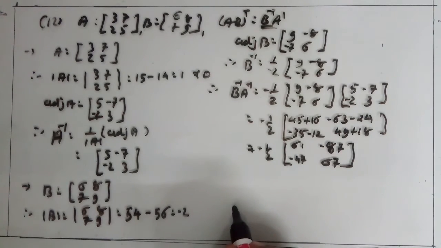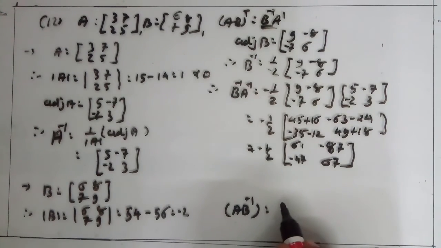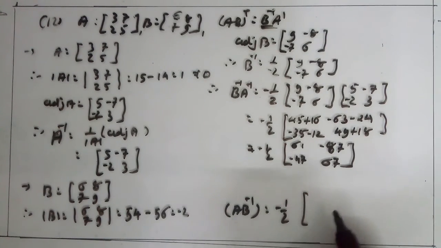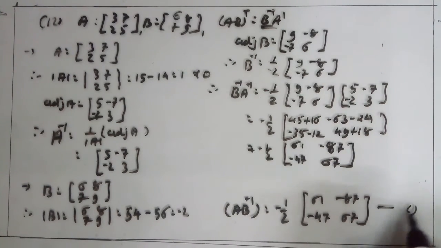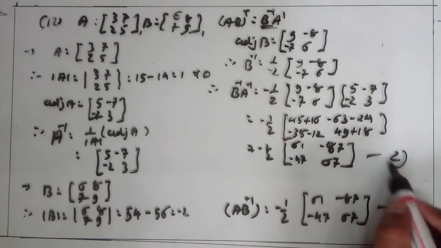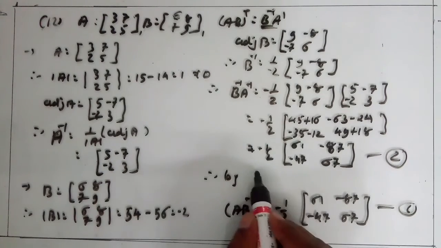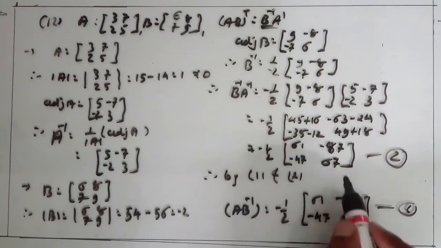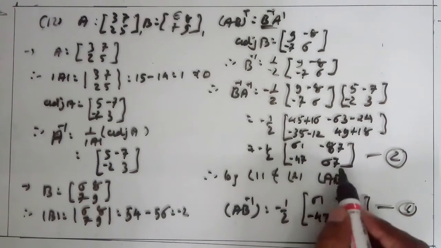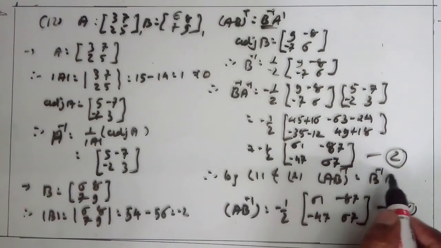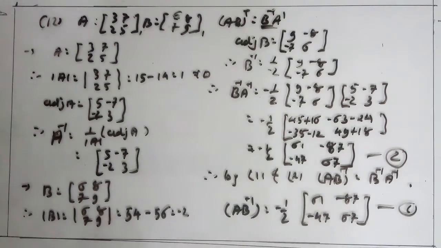And we know that AB inverse is equal to minus 1 by 2, already we got this, 61, minus 87 and minus 47, 67. So take this as result 1 and this as result 2. So by 1 and 2, AB inverse is equal to B inverse into A inverse. Clear? Hence proved.